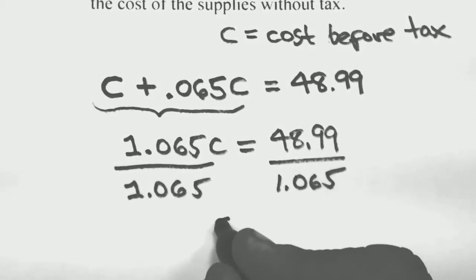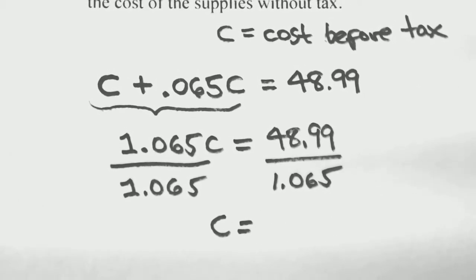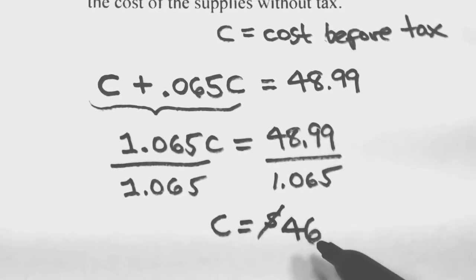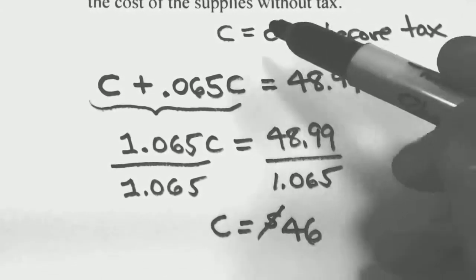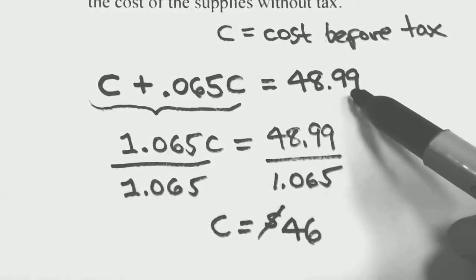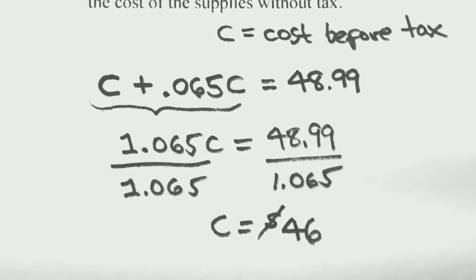Okay, well, let's see what C ends up being here. The cost of this, and again, get your calculator handy. 48.99. We're going to divide that by 1.065, and I come up, looks like it's $46 right on the button. So that was the cost of the supplies you bought. If you figured out what 6.5% tax was on this and added it back, you'd get this number right here.